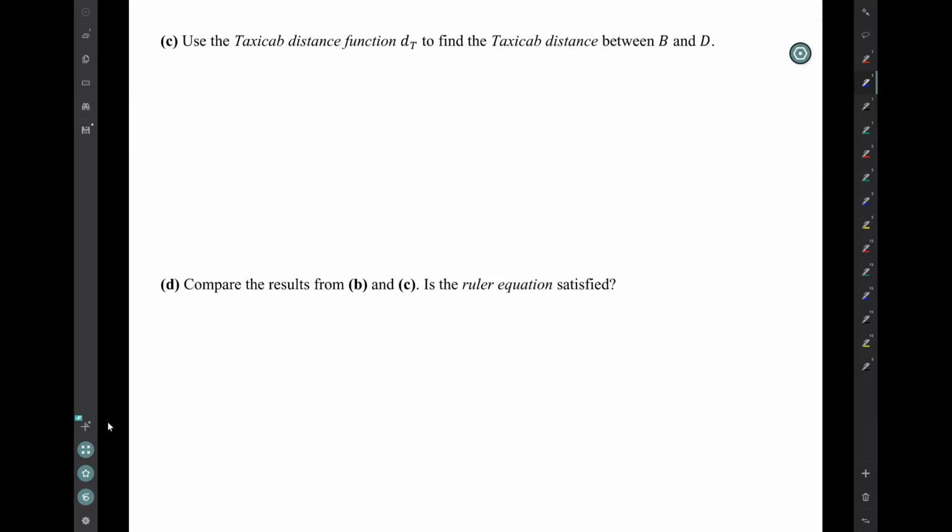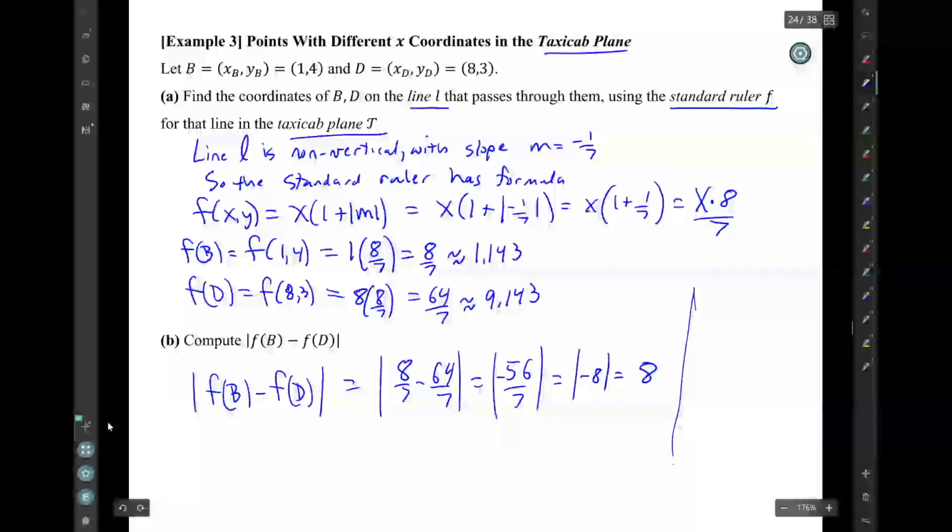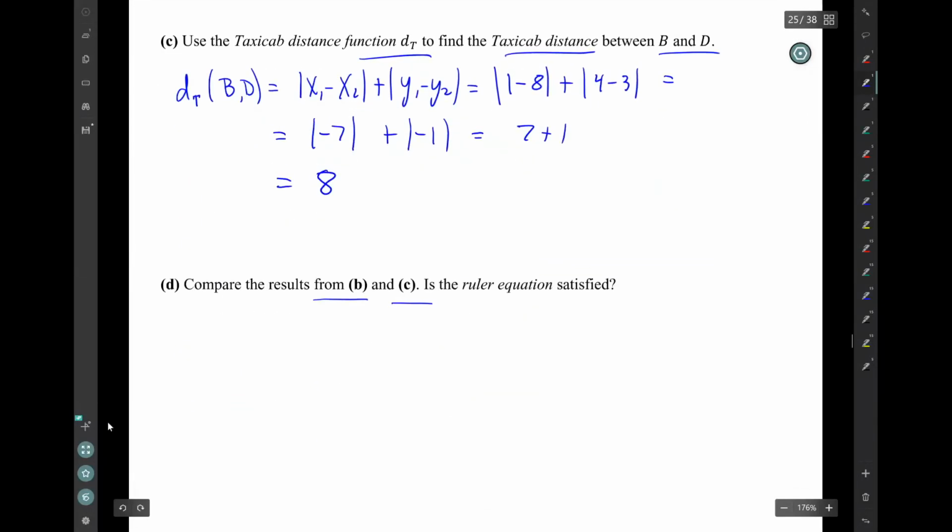Question C, using the taxicab distance function, find the taxicab distance between B and D. Well, remember how the taxicab distance function works. I have to do that calculation. Well, let's see. I get the number 8. For question D, compare the results from B and C. Well, in part B, we did this computation and we got the number 8 as a result. In question D, we did this computation and we got the number 8 as a result. So the ruler equation is satisfied.